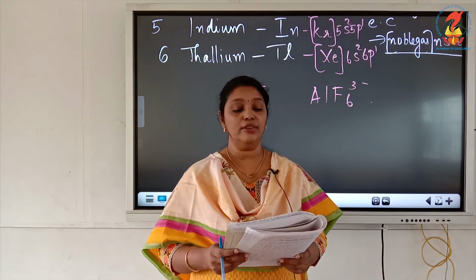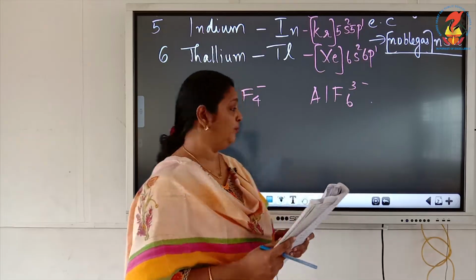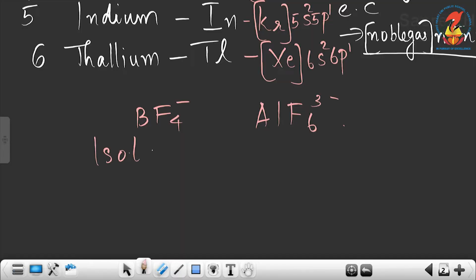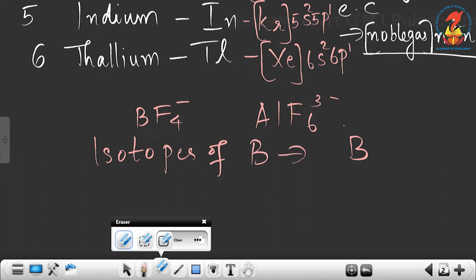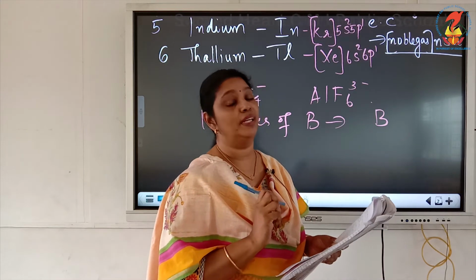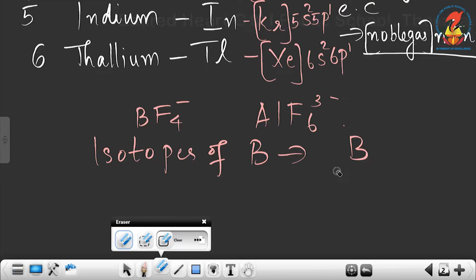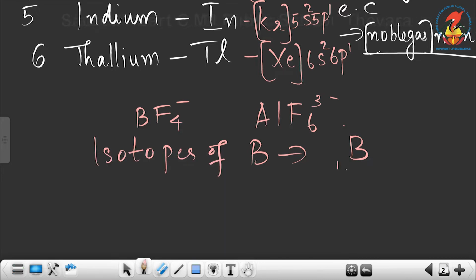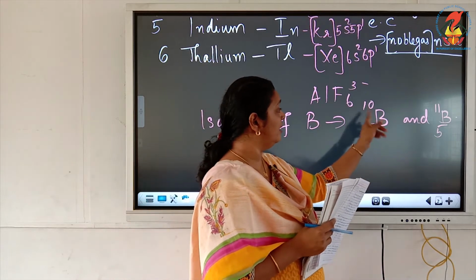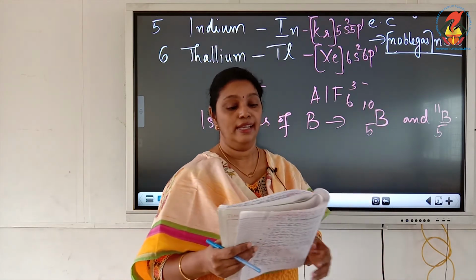Now next question, write the isotopes of boron. Now there are 2 isotopes for boron. Isotopes are atoms of the same element with the same atomic number but different mass number, and the atomic number of boron is 5. Now one isotope is boron 10 and the second one is boron 11, with atomic number 5. Same atomic number but the mass numbers are different, one is 10 and one is 11.